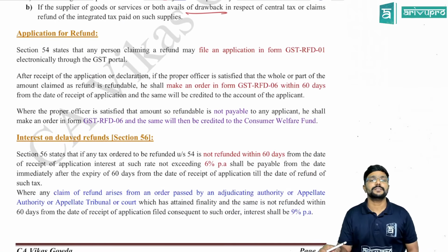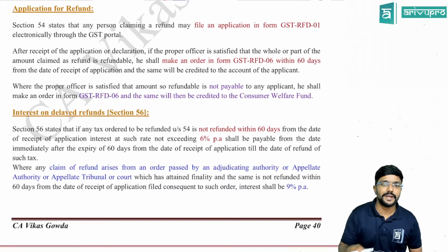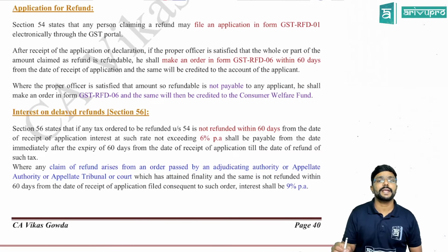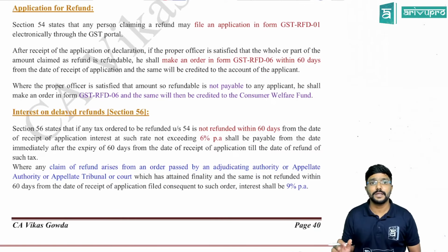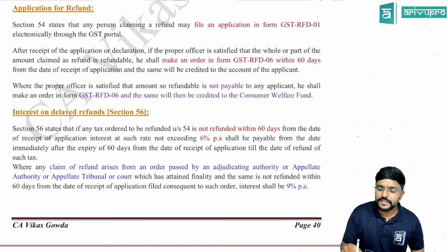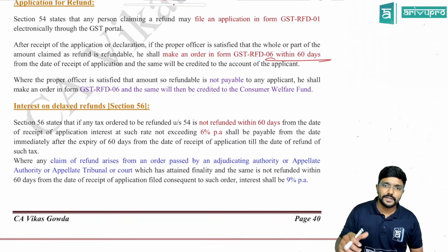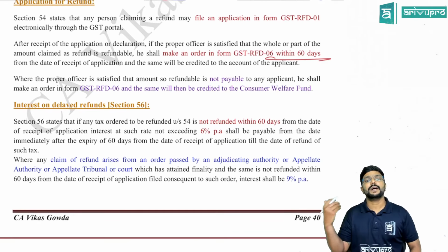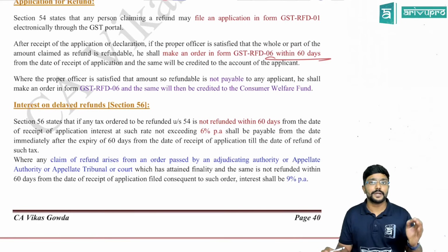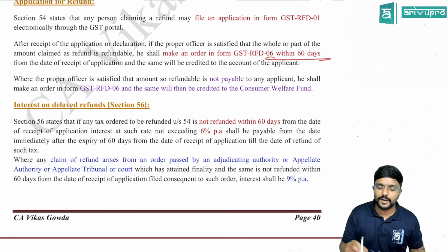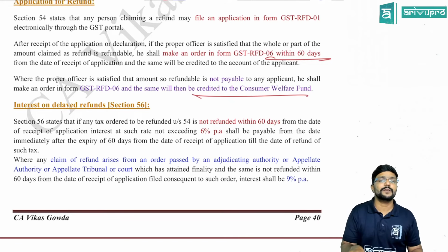Application for refund has to be made in RFD 01. And once the application is made, the proper officer has to take a decision, either reject or pass the refund order within 60 days in RFD 06. If I am eligible for refund, then the amount will be granted to me. If not, if refund is rejected, then the amount will be credited to the Consumer Welfare Fund.